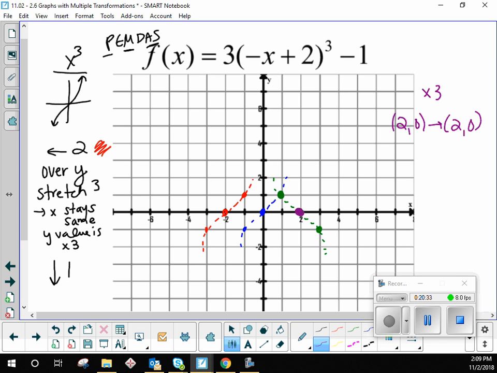This point, this 1, 1, x is staying the same, 1 is times 3. You don't have to hold that information in your head if that's not working for you. Make some scratch notes. So now this point goes up here. And then this point, that's 3, negative 1. The x stays the same. Y times 3 gives me negative 3. So it stretches down here to negative 3. So now I'm here.